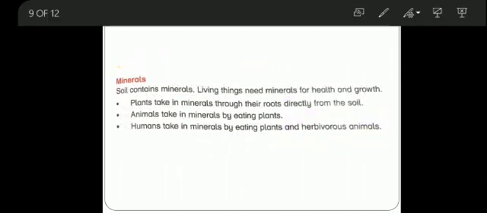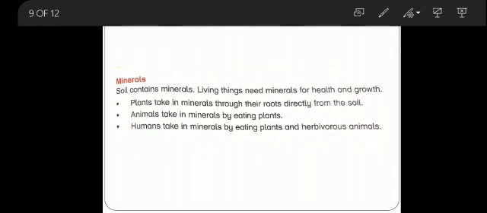The next important thing is minerals. Now, the first thing is, what is a mineral? A solid, naturally occurring inorganic substance is called a mineral. Soil contains minerals. Living things need minerals for health and growth. Plants take in minerals through the roots directly from the soil.